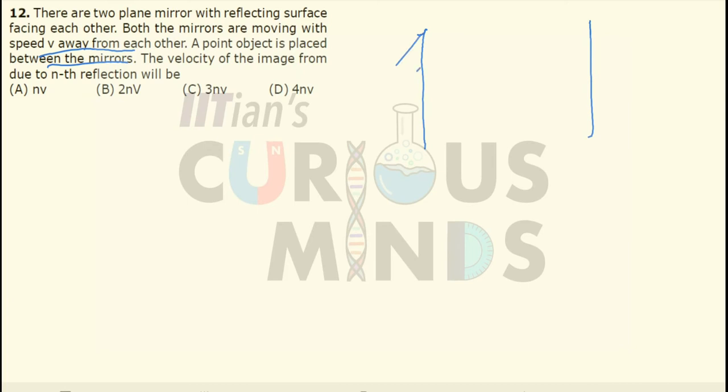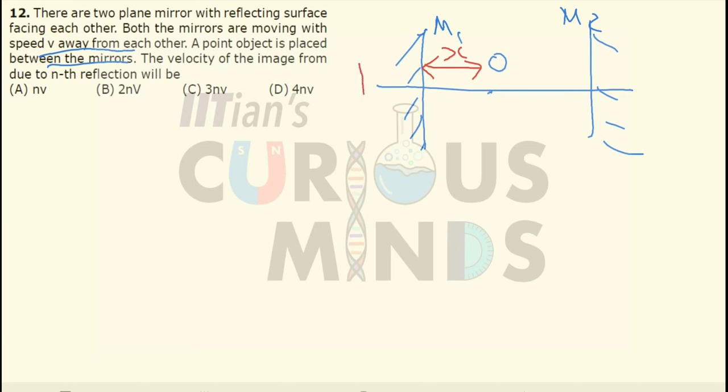If I consider two mirrors, let us say m1 and m2. Okay. Let us consider the first reflection. The object is placed somewhere over here at a distance of x from the first mirror. Let us assume that the first reflection takes place at the mirror m1. So originally the image will be formed at I over here.